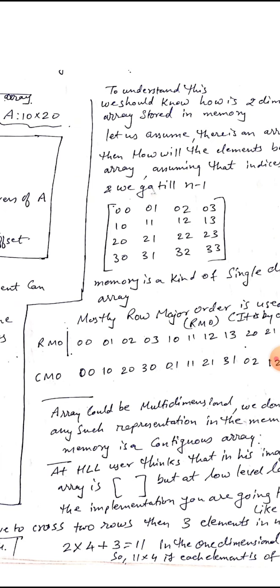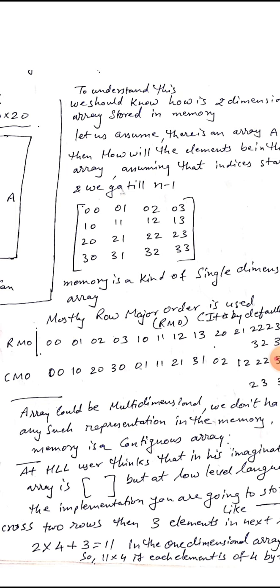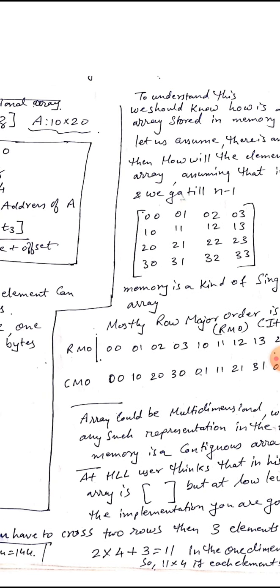However, we are interested to jump to the appropriate offset. So an array could be multidimensional, but we don't have any such representation in the memory. Memory is nothing but a contiguous array, right? At a high level language, the user imagines the array like this, but at a low level, the implementation stores it in sequence. This is just for your understanding of row major and column major; if you don't understand it, it is difficult to reach the appropriate offset locations.